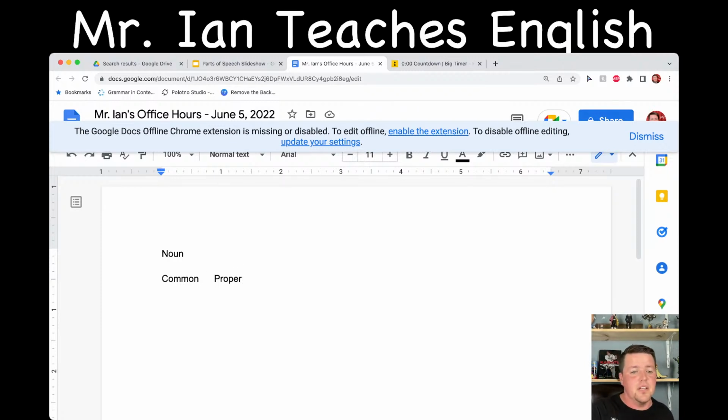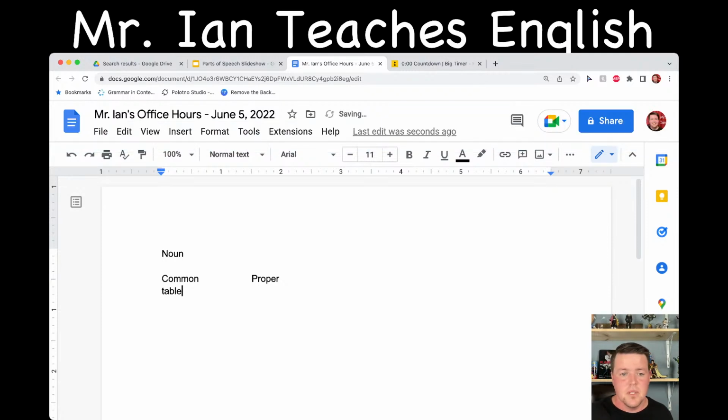Common nouns are things that there are many versions of. Proper nouns are usually names for things. So for example, a common noun might be table. Or, we get another one in here, city. Or teacher. Right? There are many tables. There are many cities. There are many teachers. Proper nouns, on the other hand, are sort of special names for things.